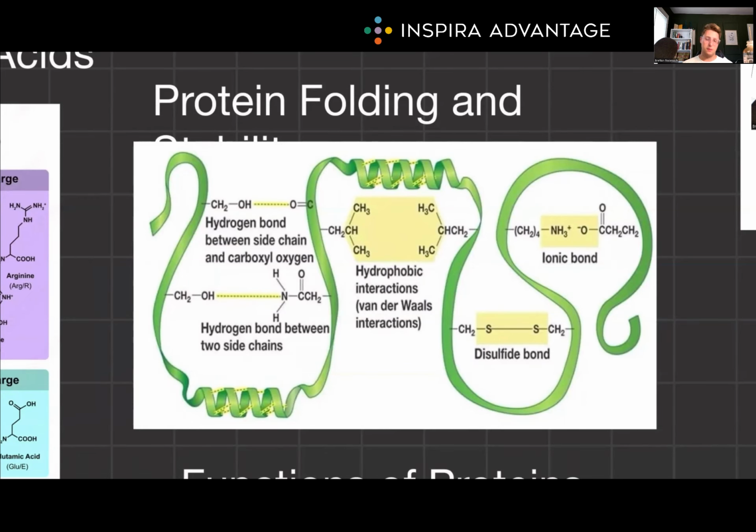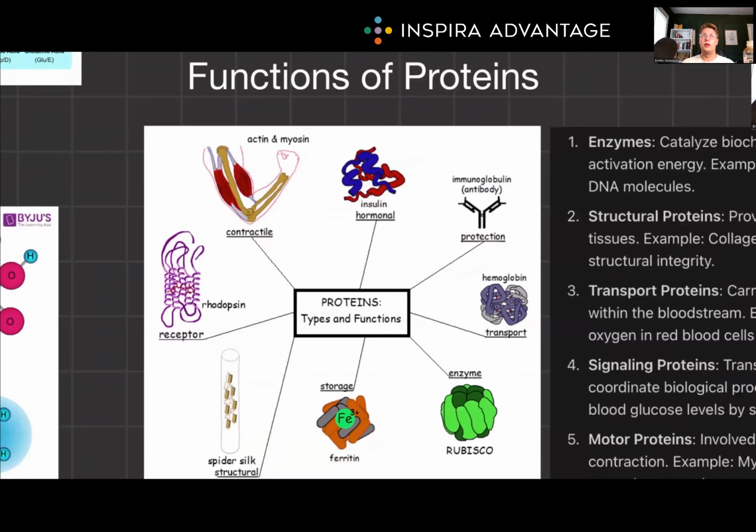has severe consequences. There are a lot of different functions of proteins, from enzymes, which catalyze biochemical reactions, to structural proteins, which provide shape and structure to tissues, to transport proteins, which carry molecules across cell membranes, signaling proteins, which signal between and within cells, and motor proteins, which lets us move around. A lot of different proteins.